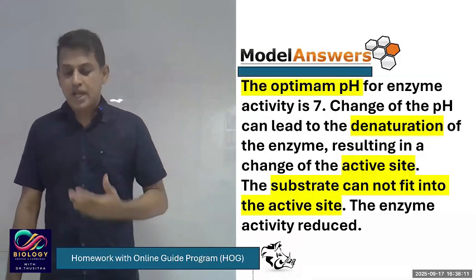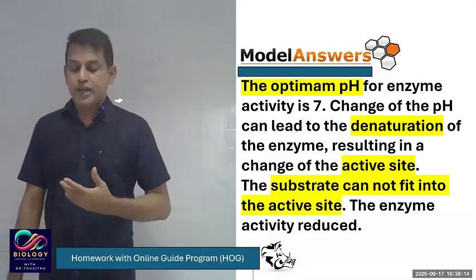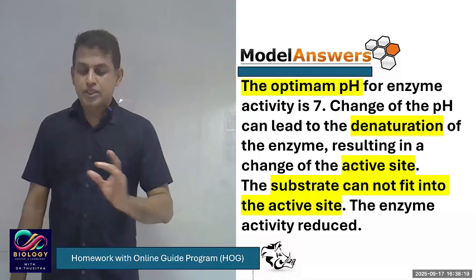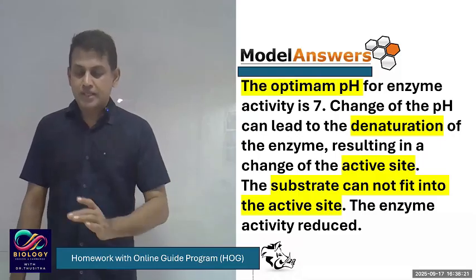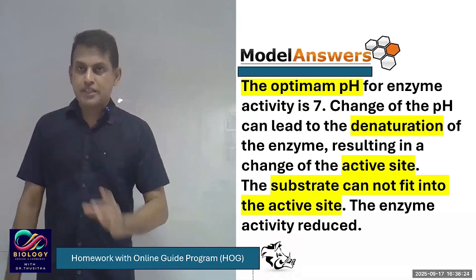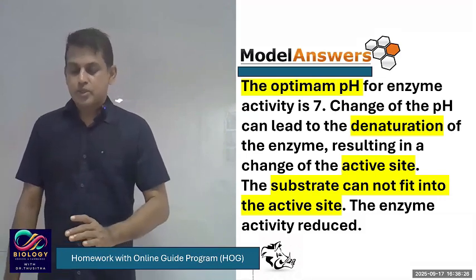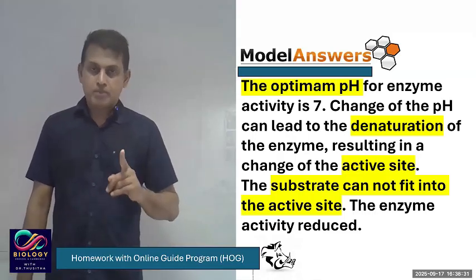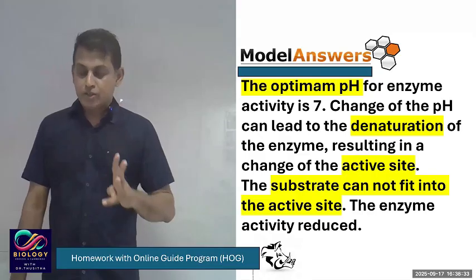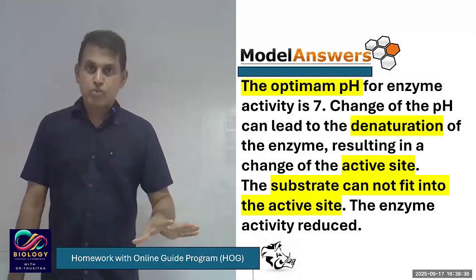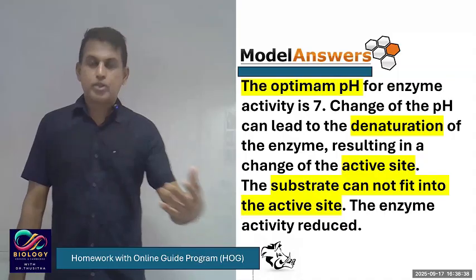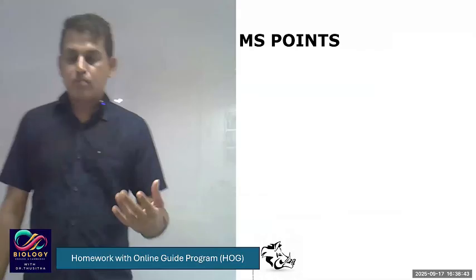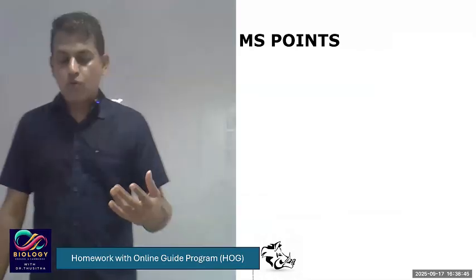So the model answer for this is: the optimum pH for enzyme activity is 7. Change of the pH can lead to the denaturation of the enzyme, resulting in the change of the active site. Substrate cannot bind to the active site. So enzyme activity is reduced. I highlighted the main points: optimum pH, active site, denaturation, and the substrate cannot bind. I'm also sharing with you the marking scheme points, so we can write a model answer to match the marking scheme points.